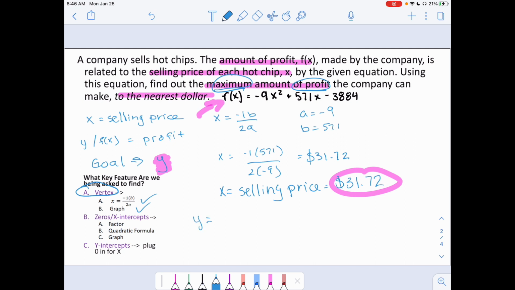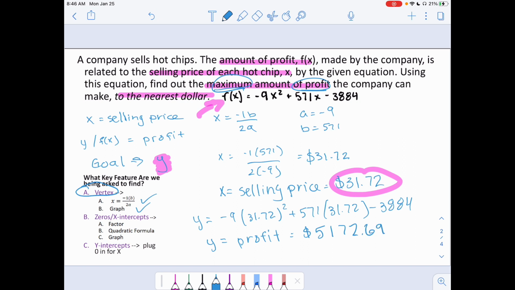So anywhere we see an x, instead we're going to write our selling price. We put all that in the calculator and we see that our y, our profit, is $5,172.69. That is our final answer.